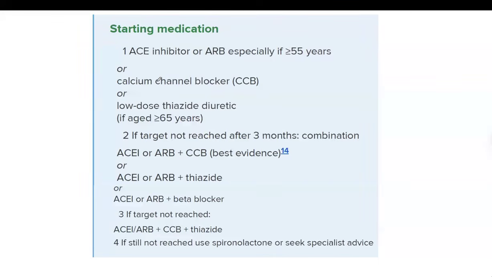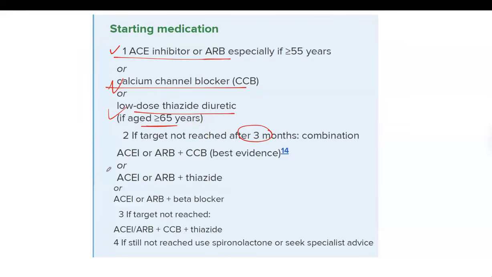Okay, so these are our treatment options. The most commonly used are ACE inhibitor or ARB. Then we have calcium channel blocker, or thiazide diuretics, which are commonly used after the age of 65. You start any of these medications first as a monotherapy, so either ACE inhibitor or ARB, CCB, or thiazide. If the target is not reached after 3 months, then you can combine them.